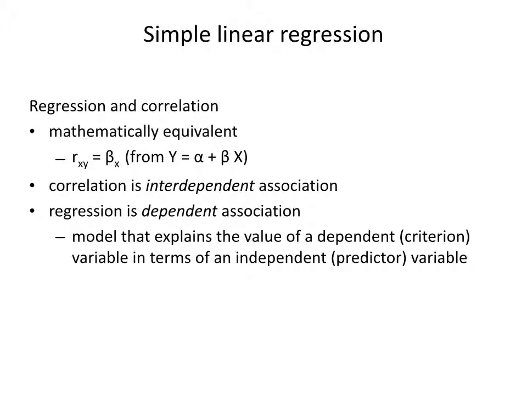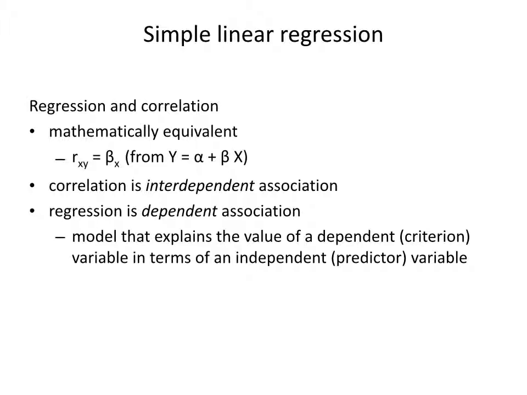Simple linear regression. Regression and correlation are essentially the same mathematically. The product moment correlation between x and y is equal to the beta of x in a simple linear regression line, or y equals alpha plus beta x. So that beta represents the relationship, the association between x and y, and mathematically they're the same number. The difference between correlation and regression is conceptual.